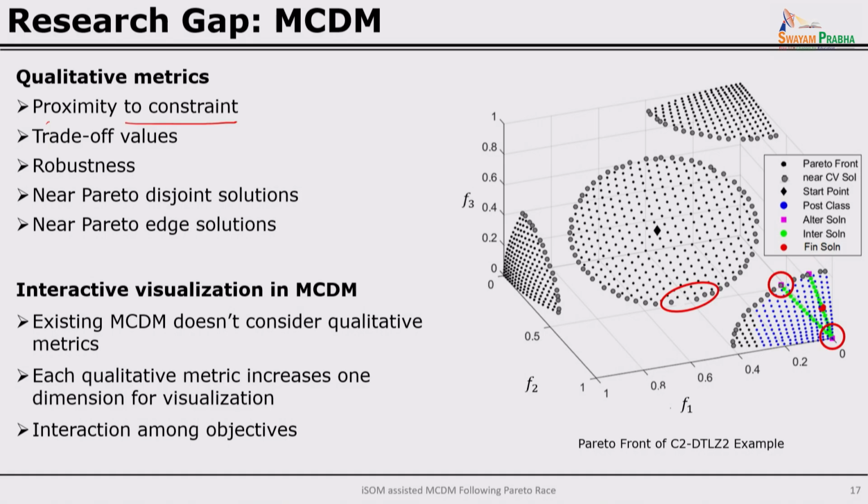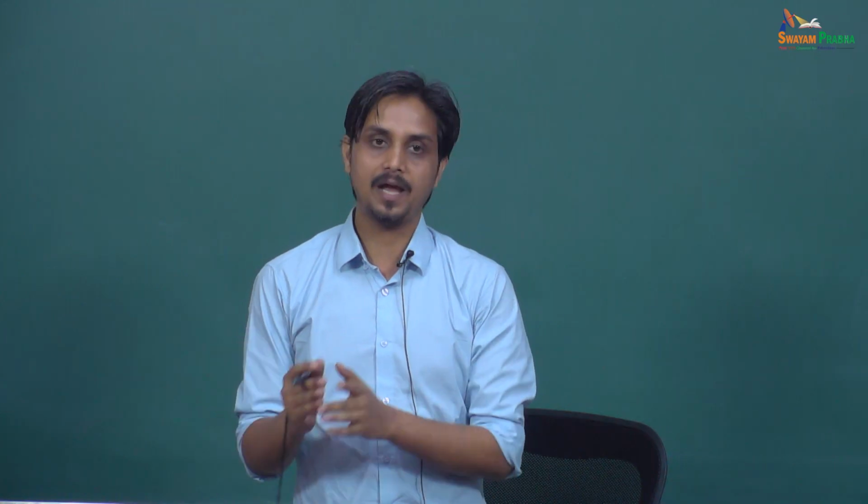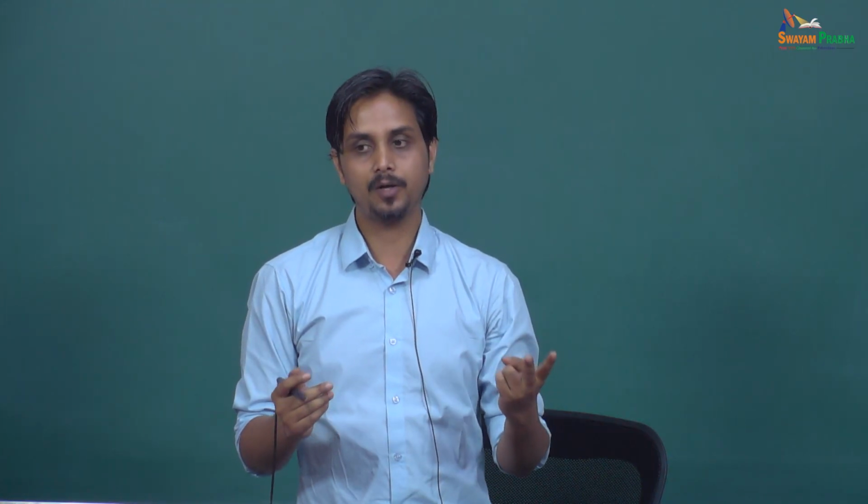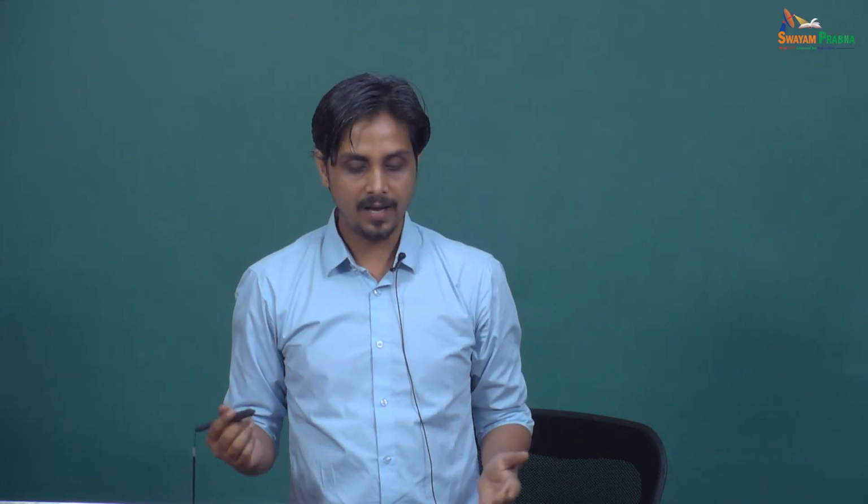So the idea that I want to give you is that only looking at the objective function values is not enough. We have to look qualitatively at how good they are. And this is one of the research gaps that has been addressed in my thesis. So now when I consider this quality as well along with the objective function, my dimension increases. I have 3 objectives and 2 qualities. Now the dimension becomes 5. Now I have to visualize the 5 different dimensions, and here ISOM comes to the rescue.